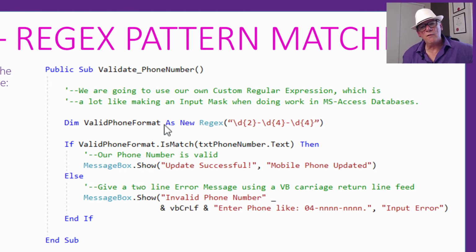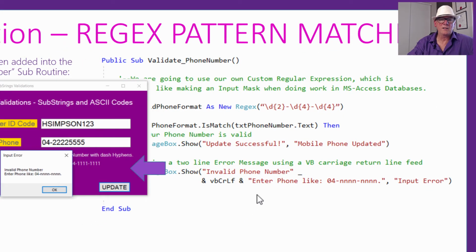If that valid phone format, if this regex pattern matches up with what's in the text box for the text they've entered, that's good. So we can say update successful, mobile phone updated. But if what we've got typed into that text box doesn't match this pattern, maybe they just put the number in and didn't put the dash, hyphen, minus sign things in when they type theirs in, it'll go to the Else and put out a message box saying, enter a phone number like 04 dash, then put some numbers, dash, then put the rest of the numbers, because what you've got now is an input error. So that works like that.